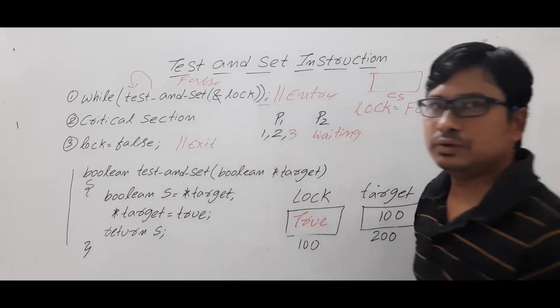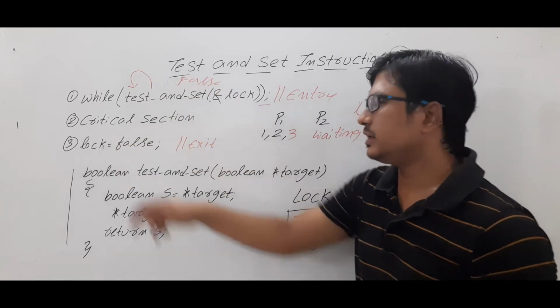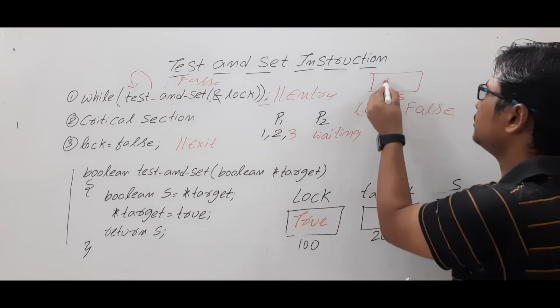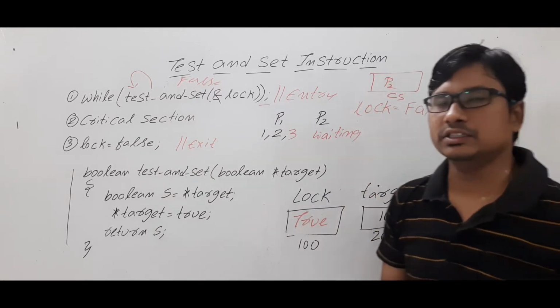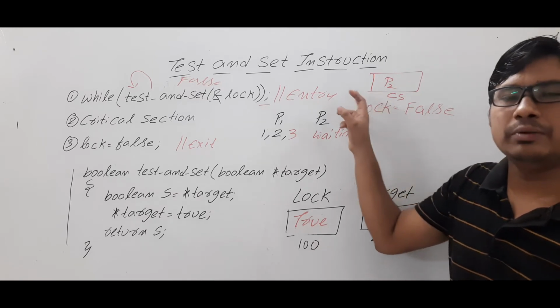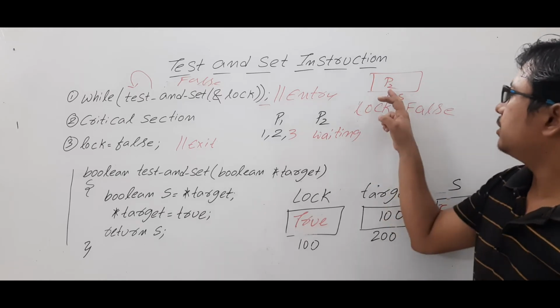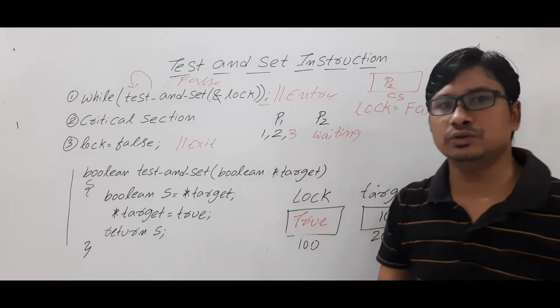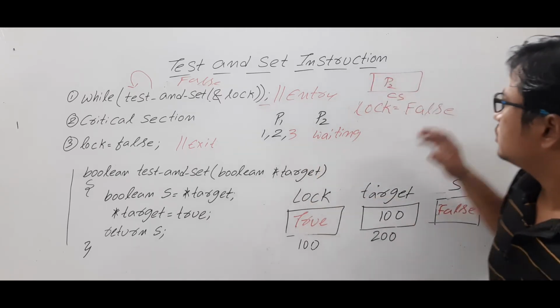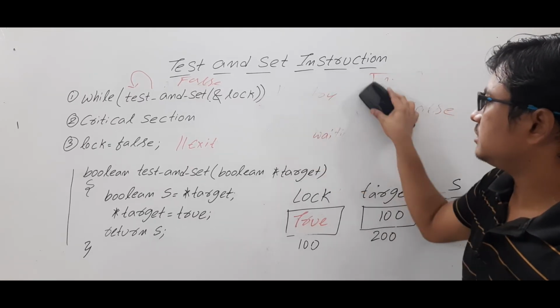Is it clear? So if this condition is false, then you can enter into the critical section. Now process P2 will enter into the critical section. So if you look clearly, at a time only one process is able to go to the critical section. Are you able to understand? So mutual exclusion is provided. That is the first requirement for any process synchronization mechanism.